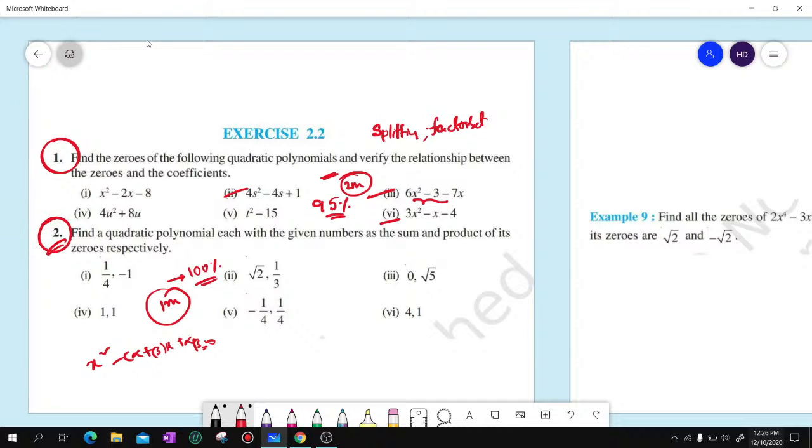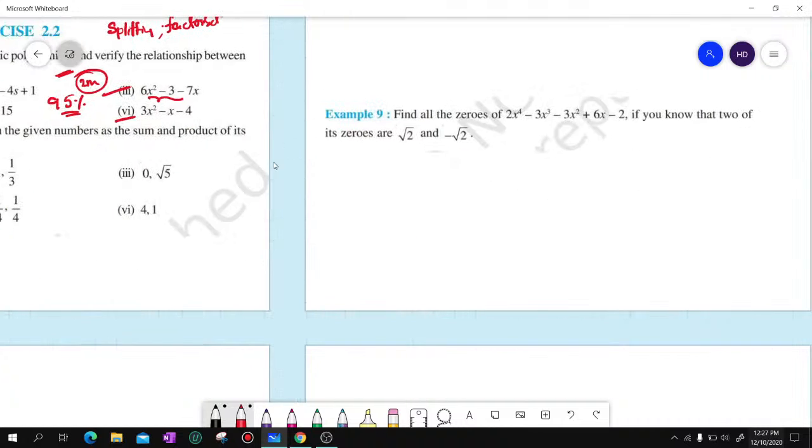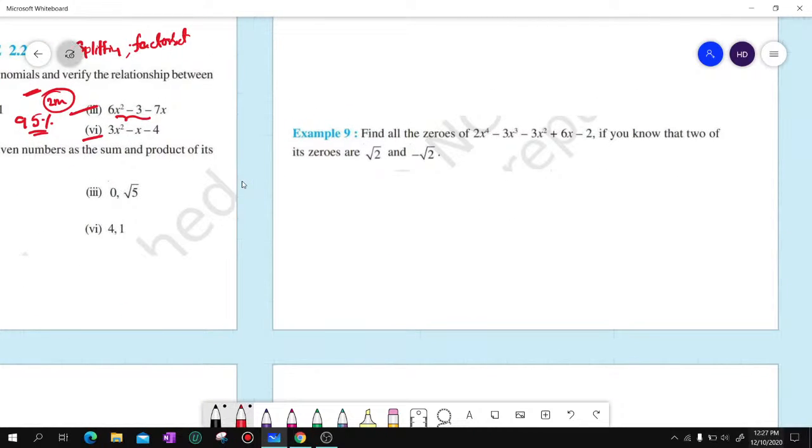The second question is very important. For 1 mark, the second question is very, very important, and there is a 100% chance of this question being asked. Again, this question is a long division, and the chance of asking this question is more than 90%.